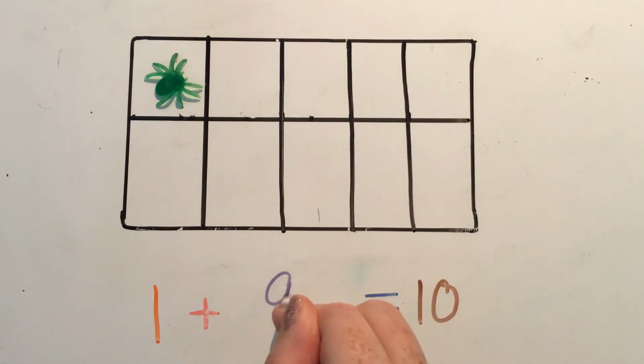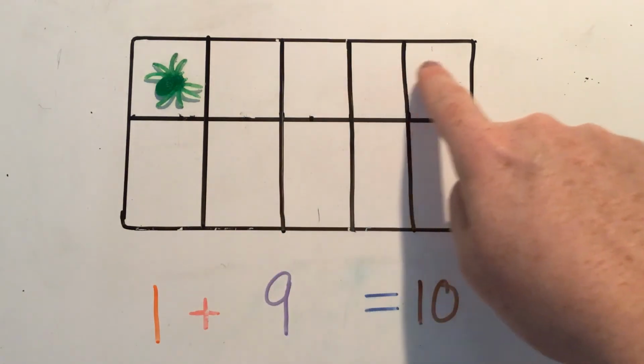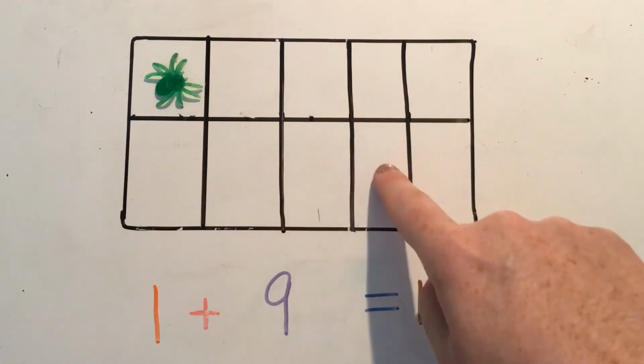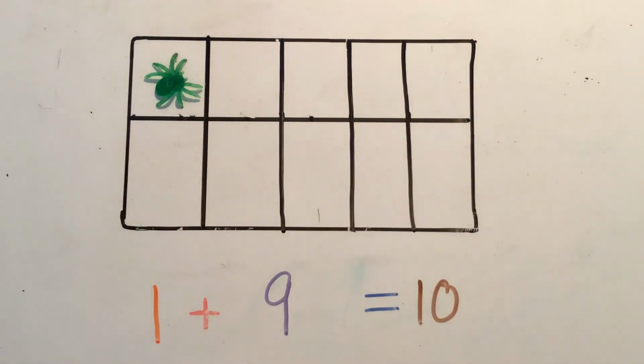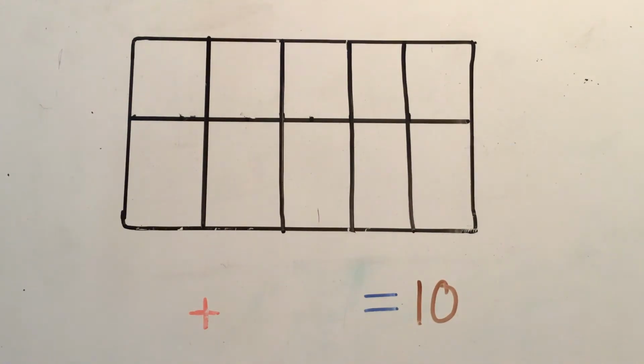So then that number would go here because we have 1 spider, and then we need 1, 2, 3, 4, 5, 6, 7, 8, 9. We would need 9 more spiders to have 10 spiders in our tens frame. All right, I'm going to erase this and try another one. All right, my board is ready for the next number.